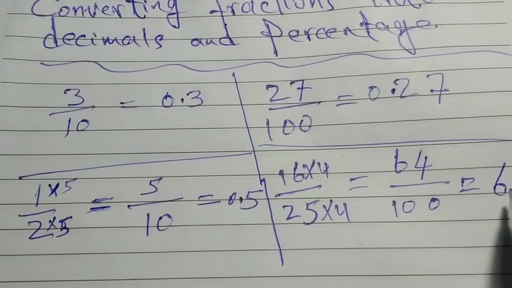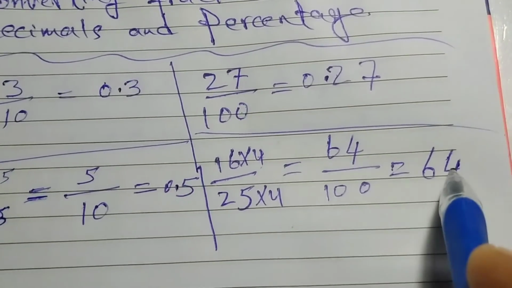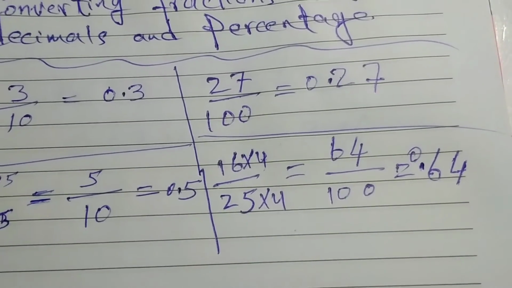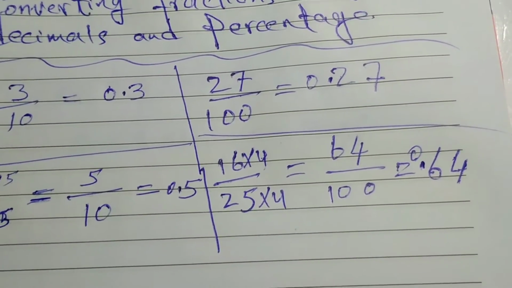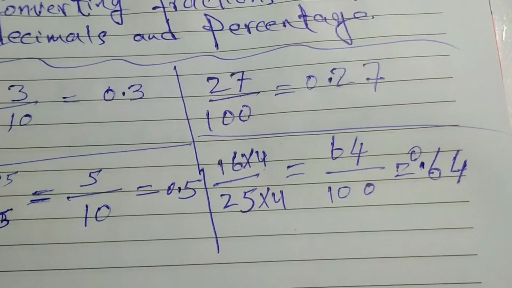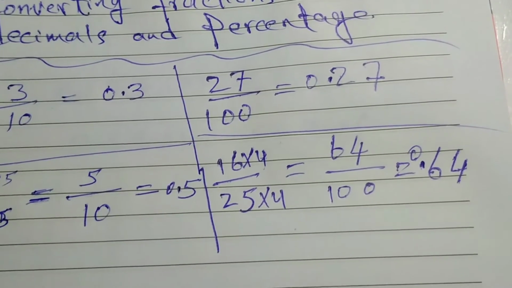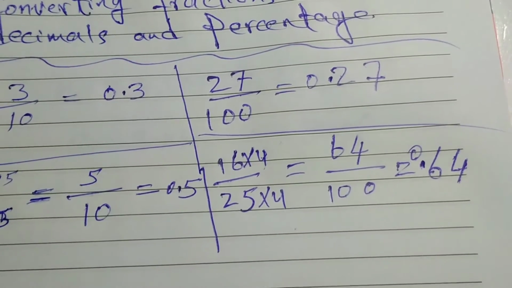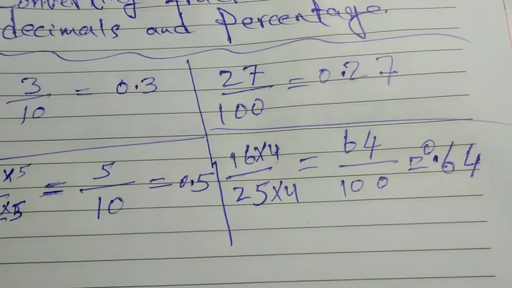Count the digits from the right side. 1, 2. So the point will be here. So 0.64 is our answer. 0.64 is our answer. Clear, my dear? Understand up to here? Okay, let's try to learn the third technique.